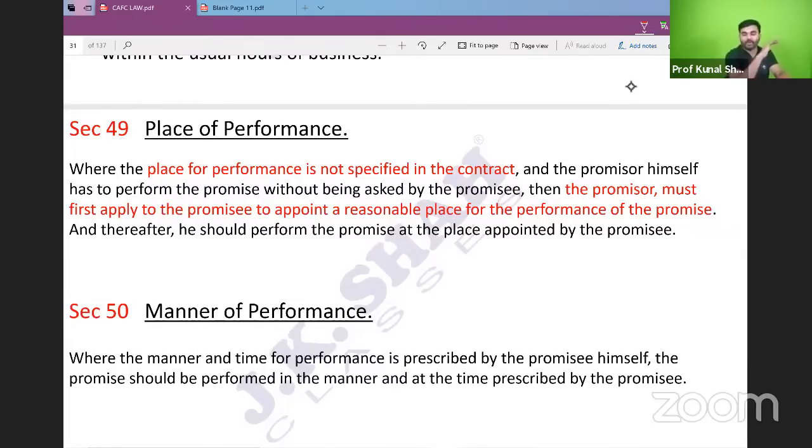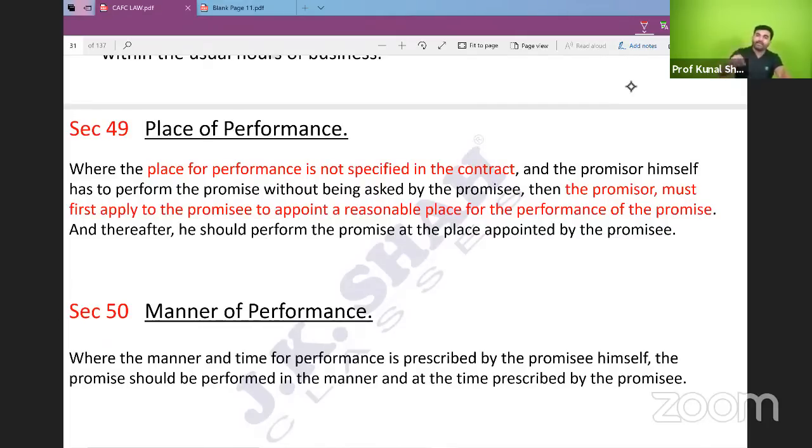If the place of performance is not specified, the promiser will apply to the promisee. The moment the reasonable place is being directed by the promisee, then at that place only the promiser shall perform the contract. Last, section number 50, manner of performance. Law says the contract should be performed in the manner specified inside the contract.